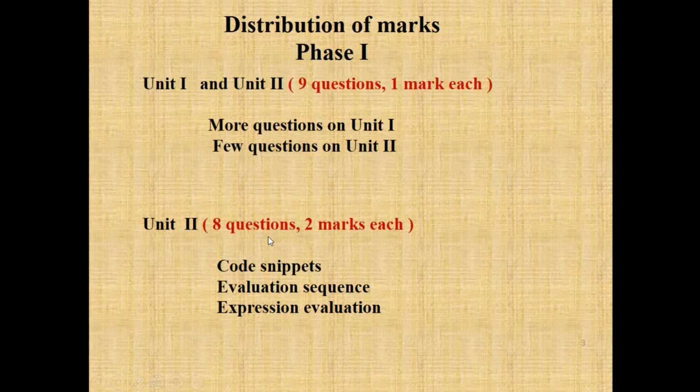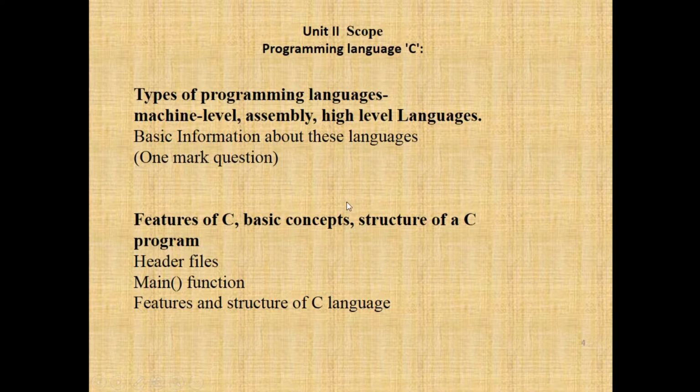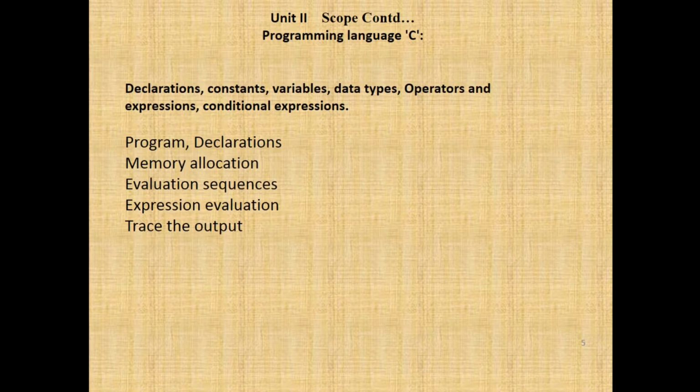So regarding the weightage, unit 1 and unit 2 together will have around 9 questions of 1 mark, and unit 2 will have 20 questions based on 2 marks. It will consist of code snippets, evaluation of sequence, and expression evaluation. So instead of wasting too much time, we'll start with unit 2.